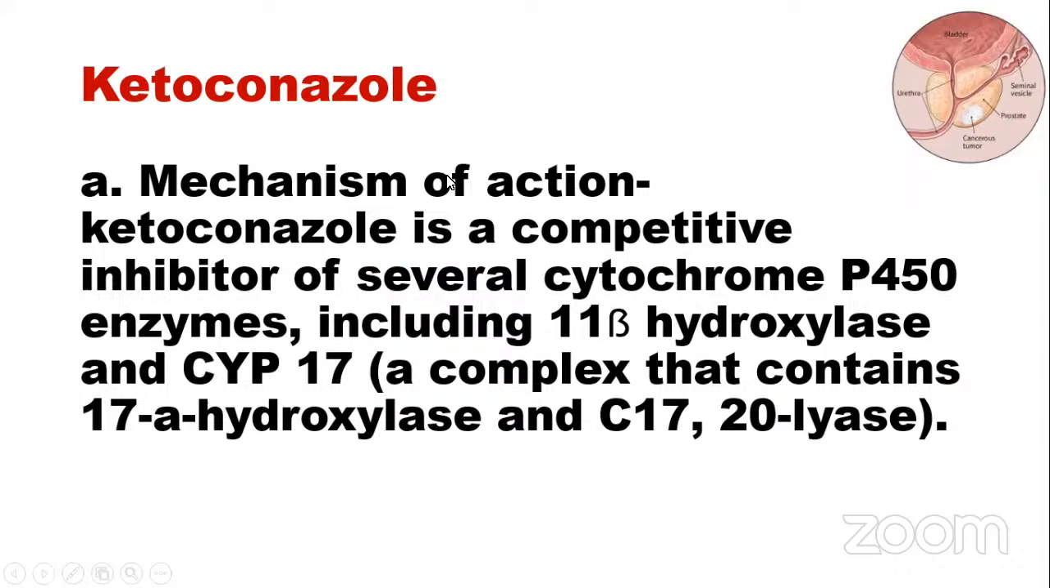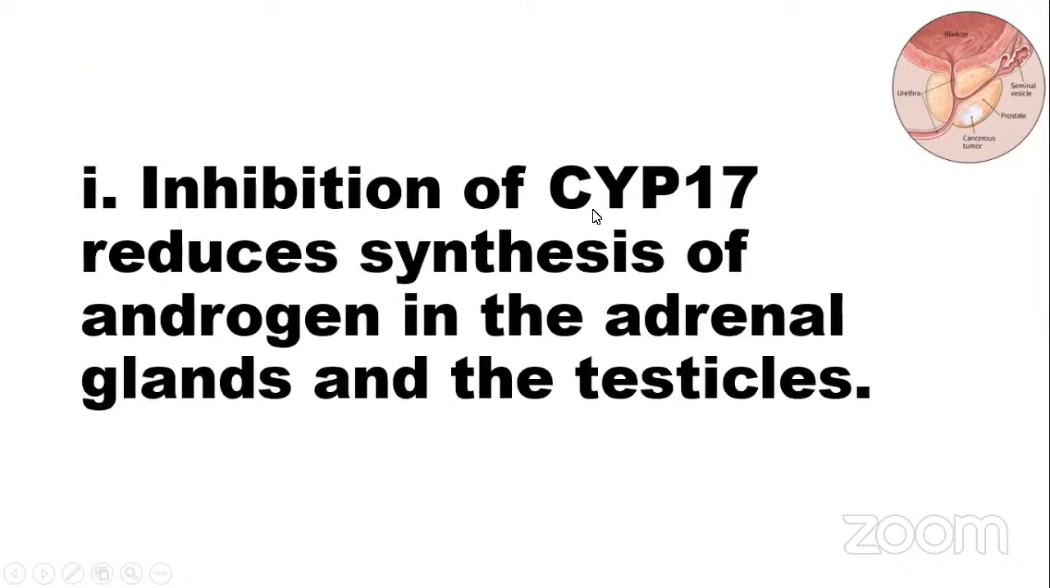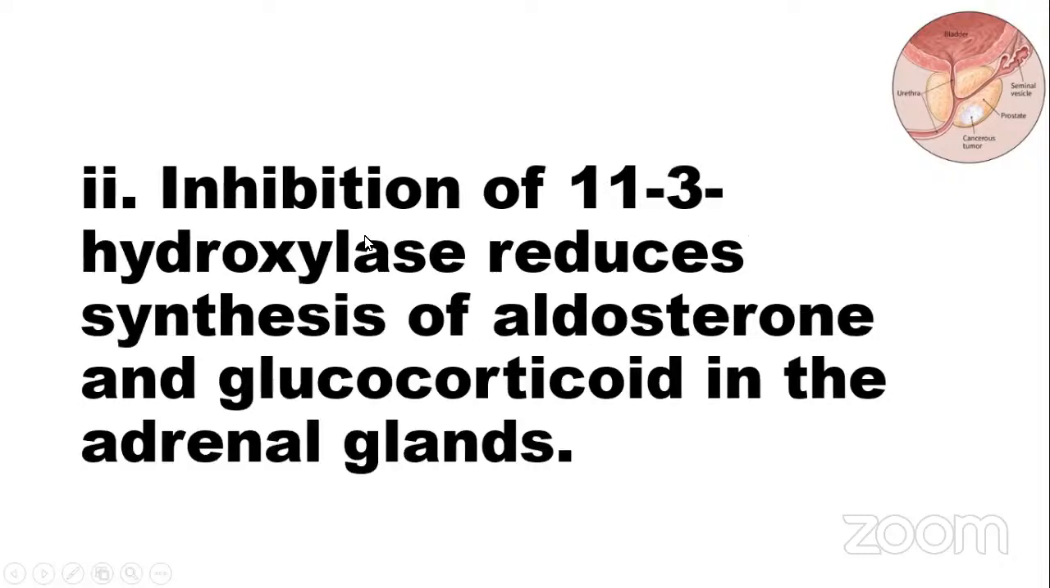Ketoconazole. The mechanism of action of ketoconazole is competitive inhibition of several cytochrome P450 enzymes, including 11 beta hydroxylase and the CYP17 complex that contains 17 alpha hydroxylase and 17,20 lyase. Inhibition of CYP17 reduces synthesis of androgen in the adrenal gland and the testicle.